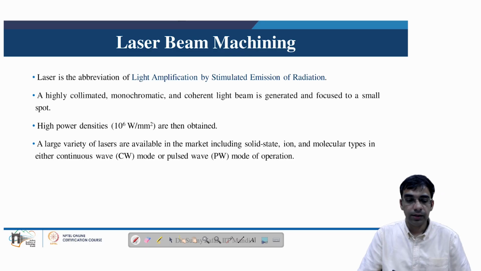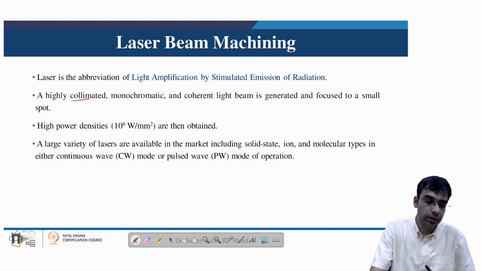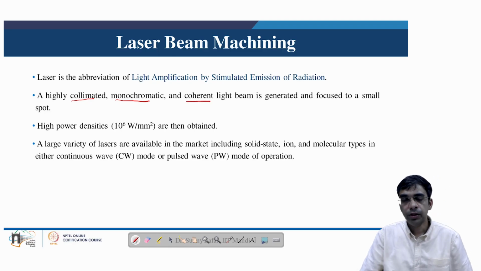So laser is basically an abbreviation of light amplification by stimulated emission of radiation. So it is a highly collimated, monochromatic and coherent light beam which is generated and focused on a small spot. So here these three terms are important to be understood. So what is meaning of each of them? So firstly we start with collimated.